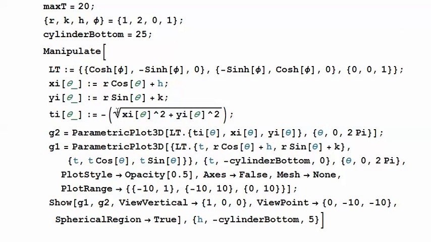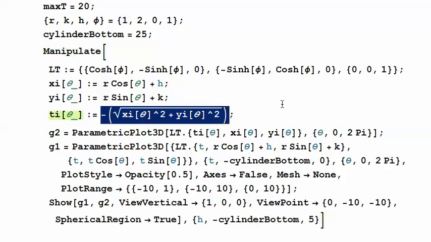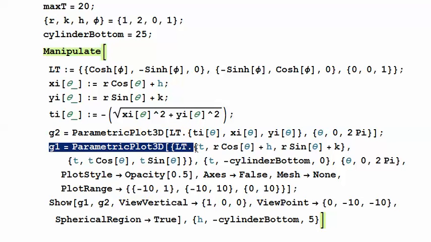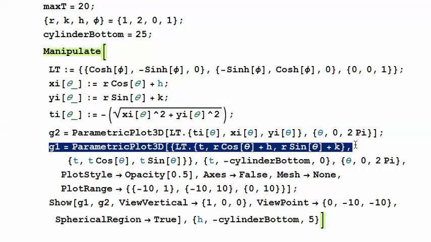So this is a specific point in time in the original. This is a specific shape of a circle in space at a particular point in time. And so what this does is it applies the Lorentz transformation to the locus of points on that circle. On the other hand, this graph is the cylinder.